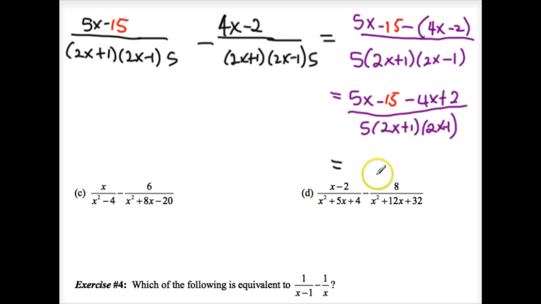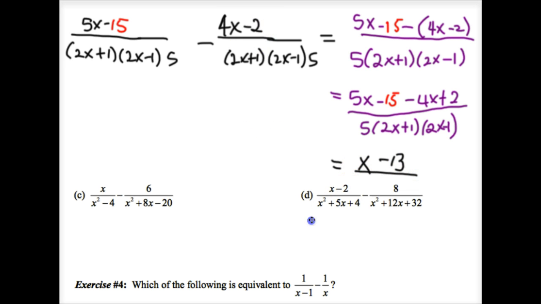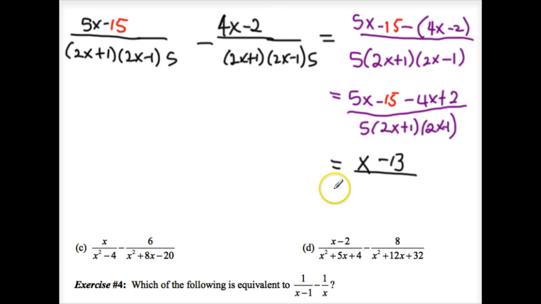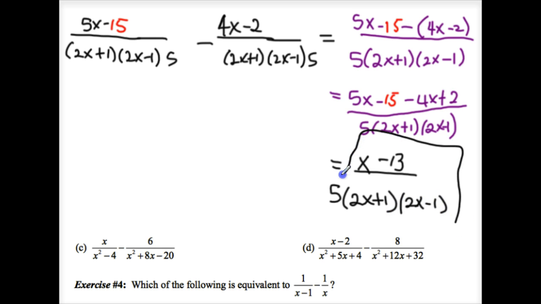This becomes, yeah, what's 5x take away 4x? This becomes 1x by itself, and then this becomes what? Negative 15 plus 2 becomes negative 13, and everything goes over my crazy denominator, 2x plus 1, 2x minus 1. And this is my final answer simplified. Now take a breath, breathe that one in, and then we're going to work on C.